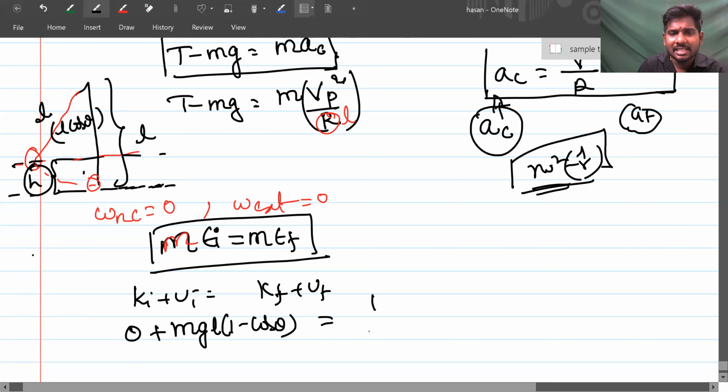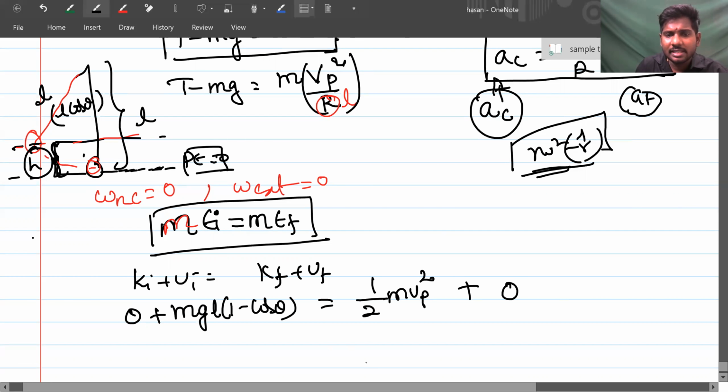Final kinetic energy is half m Vp squared at this bottommost point, plus final potential energy. I consider this potential energy as 0 as the reference line, so final potential energy will be 0. Now the answer is mVp squared equals 2mgL into 1 minus cos theta. You will substitute this value in this formula.